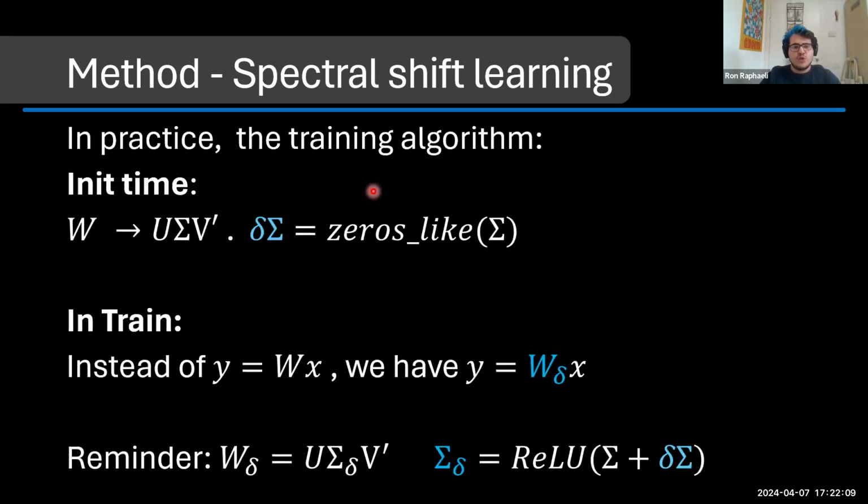עכשיו, מה שקורה בפועל, זה שבמהלך האינישיאליזציה של המודל, אנחנו מפרקים כל משקולת W לאקונומי SVD שלה, ואנחנו גם מתחילים את אותו דלתא סיגמה להיות אפסים, באותה צורה כמו הסיגמה. ובאימון שלנו אנחנו מחליפים את התהליכים קדימה, במקום שהם יהיו WX, כש-W זה הדבר המקורי, אנחנו פשוט מחליפים את זה להיות אותו W דלתא X, שכתזכורת, ה-W דלתא מכיל בתוכו את אותה מטריצה אלכסונית של דלתא סיגמה, שבתוכה יש את הערכים שאנחנו מתאמנים עליהם.